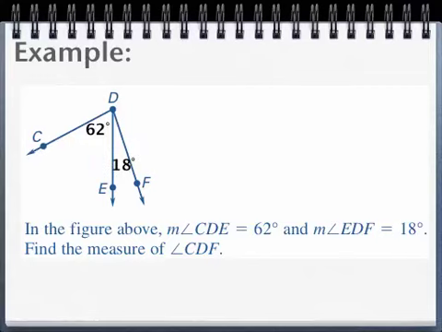Now it should be pretty obvious we're talking about angle CDF, the larger angle. We can use the angle addition postulate. Your two smaller angles, or the two angles on the interior of the larger angle, so 62 degrees plus 18 degrees equals the whole angle CDF, which is 80 degrees.